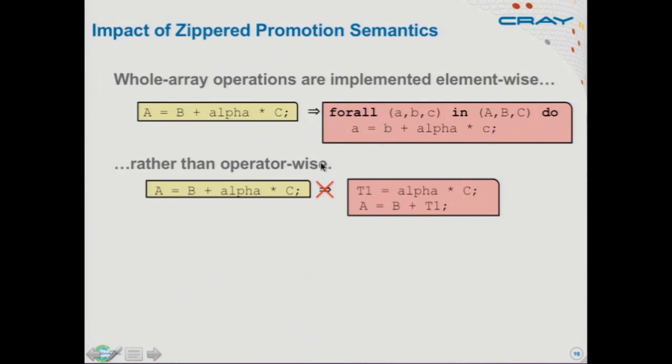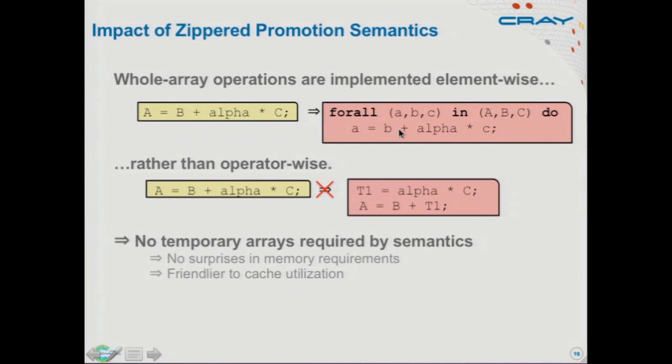If you're used to working in array languages, people often expect these operators to be evaluated the same way they would on scalars, which is to say, first I'm going to multiply C times alpha and store that in a temporary array. And I'm going to take that temporary array and add that to B and assign the result of that to my result A. But Chapel doesn't do that. We really take these forall semantics here. And the reason for that is that we've defined the semantics in such a way that temporary arrays are not required by the language. The compiler should never insert a temporary array without you explicitly requesting it to.